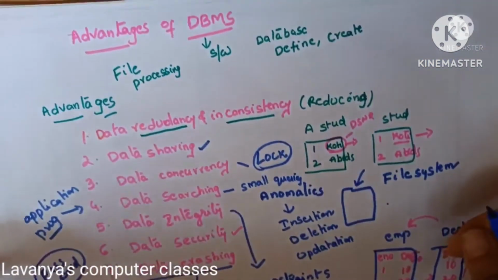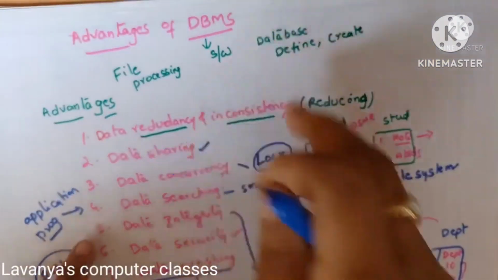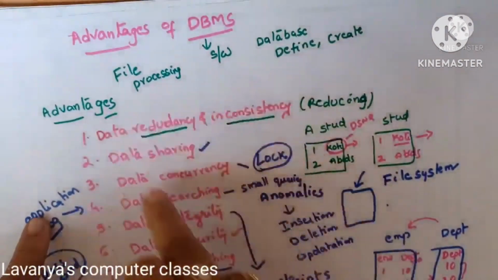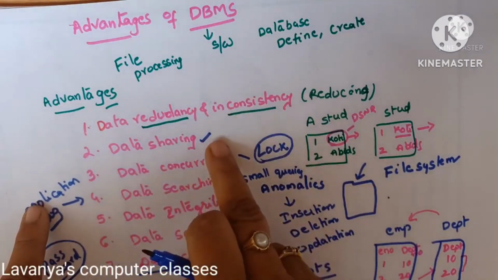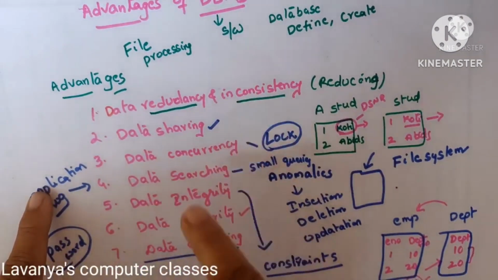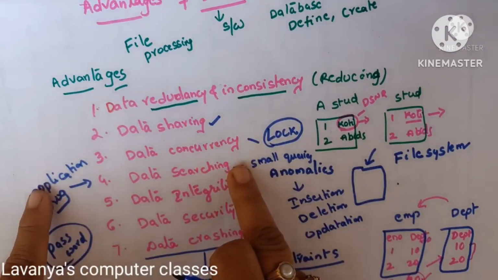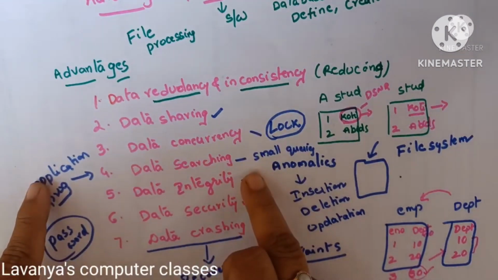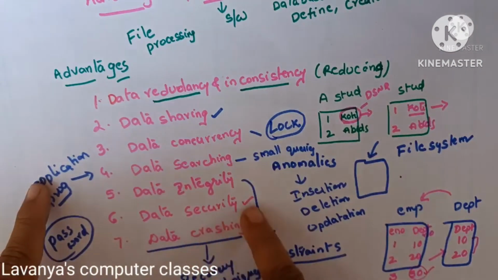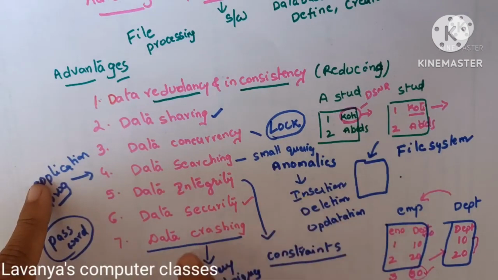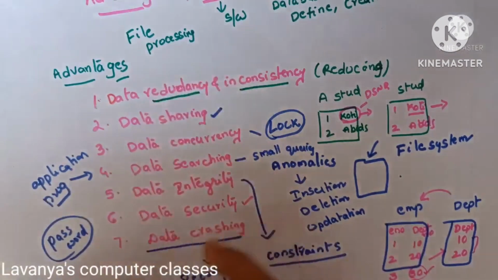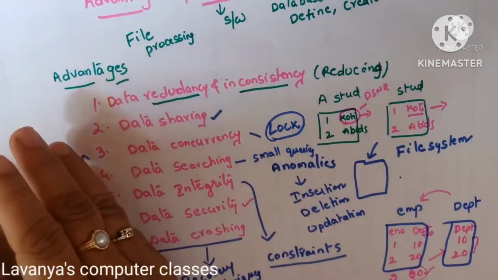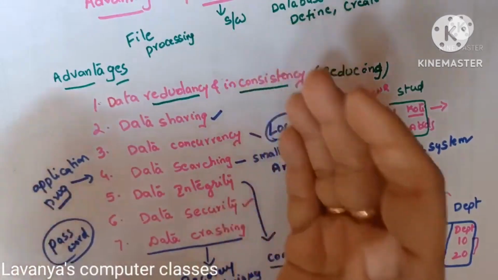So these are all the advantages of DBMS, and also the disadvantages of the file processing system. Data redundancy is more, there is no data sharing, concurrency problems are more, searching takes more time and is difficult, integrity is not maintained that much, data security is less, and if any data crashing happens, more loss will occur. So these are the disadvantages of the file processing system and the advantages of DBMS.